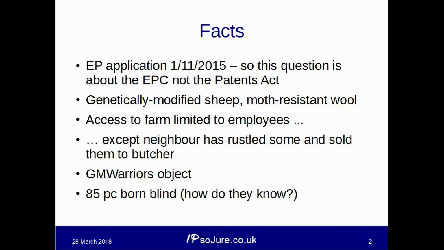But there's a quite gratuitous additional one, which is that this group called GM Warriors don't like the patent. I imagine from their name that they don't like genetic modification of anything, and they claim that 85% of genetically modified sheep are born blind. Given the secrecy surrounding this whole invention, I'm not quite sure how they know that, which is a relevant issue, because if they're going to fight the patent, they're going to have to produce proper evidence, but let's not get hung up about that just at the moment.